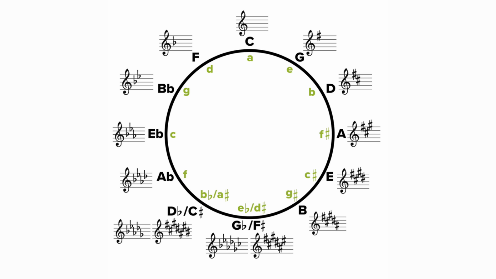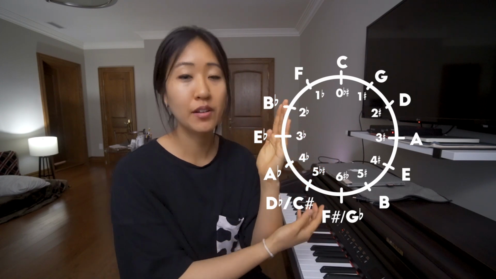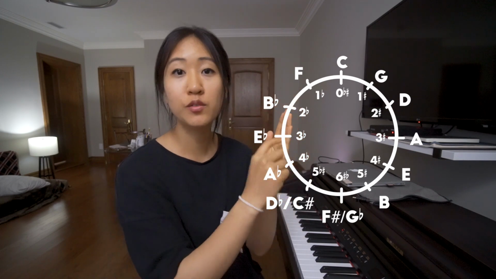So really quickly, the circle of fifths. It's basically a diagram that organizes key centers in a circle. At the top, there's C major, or no sharps, no flats. On the right, there are sharp keys, and on the left, there are flat keys. And it's the circle of fifths because it goes from C to G to D and so on and so forth.